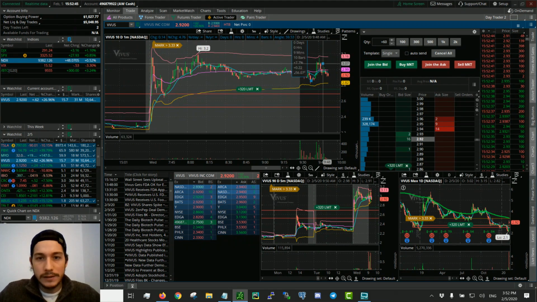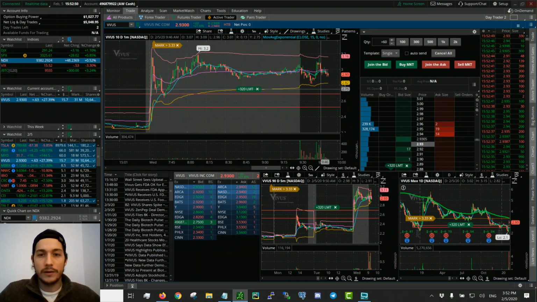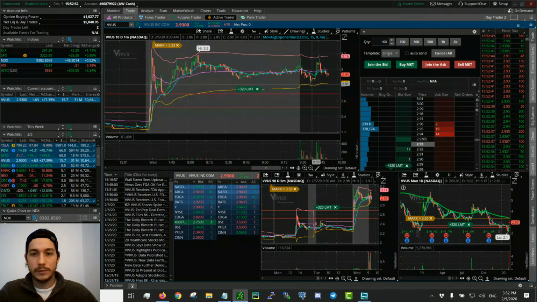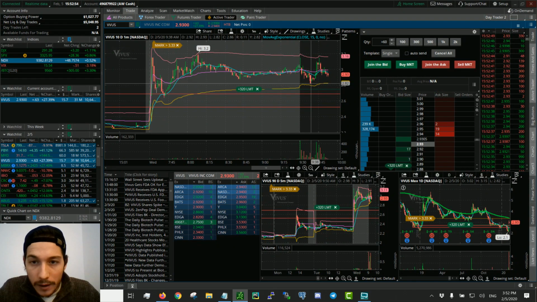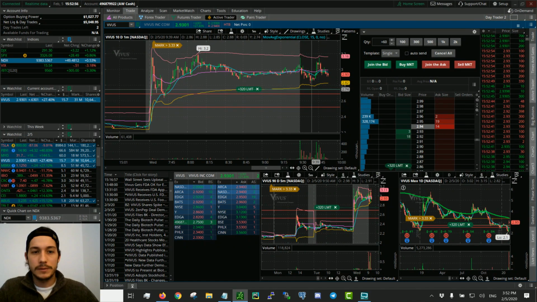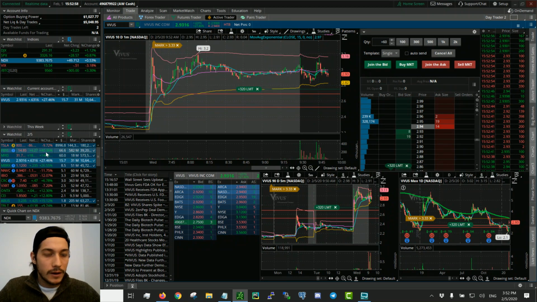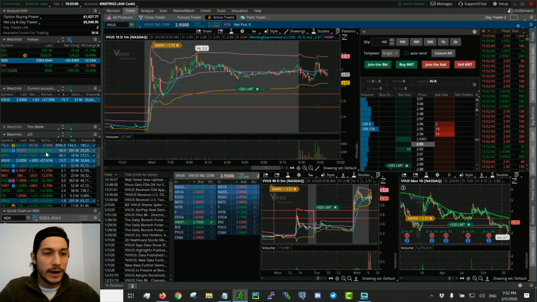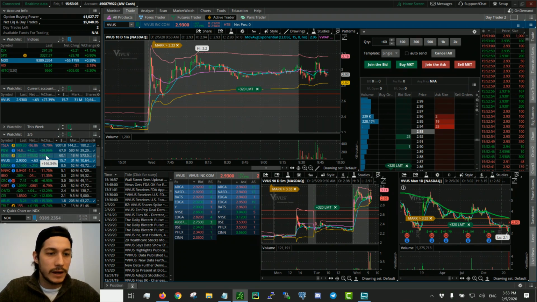VVUS had a nice little spike here. We almost were in this trade. We had our order 5 cents below where it went. So it went actually maybe 7 cents. Yeah, 2.82 was the dip. I was a little bit more conservative than that one. PBYI still ripping up. MYO finding support here at 32. Tesla at 800.